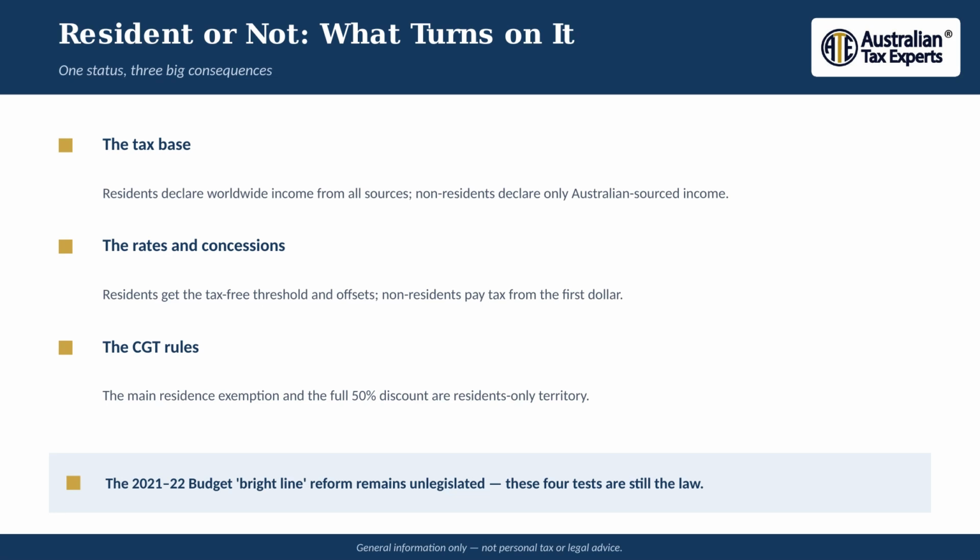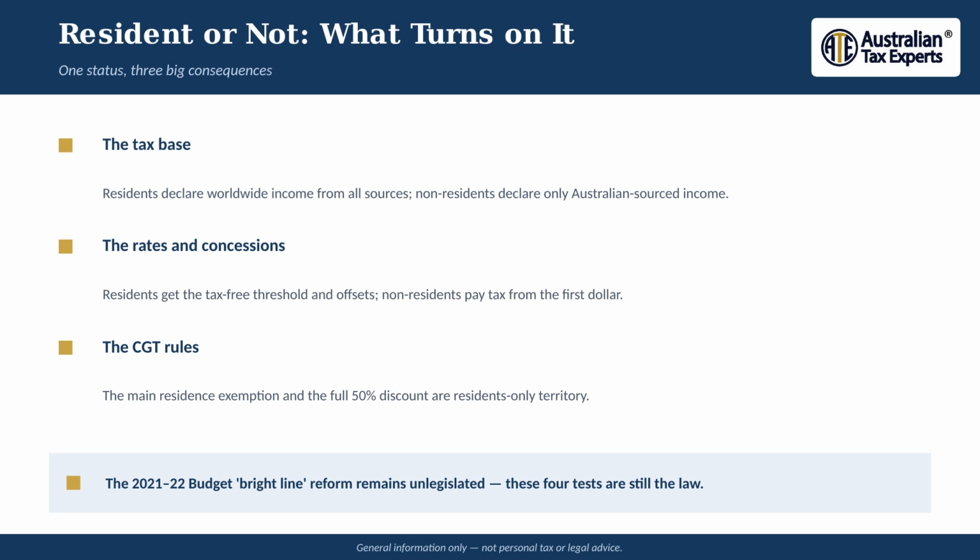Before the tests, understand the consequences, because they touch everything. First, the tax base itself. Residents declare worldwide income from every source in every country. Non-residents declare only Australian-sourced income. Second, the rates and concessions. Residents enjoy the tax-free threshold and various offsets, while non-residents pay tax from the first dollar of Australian income.